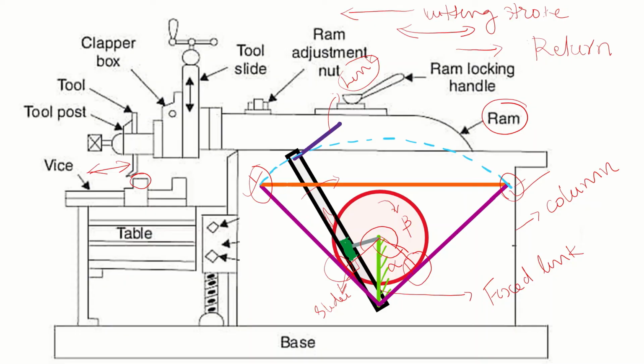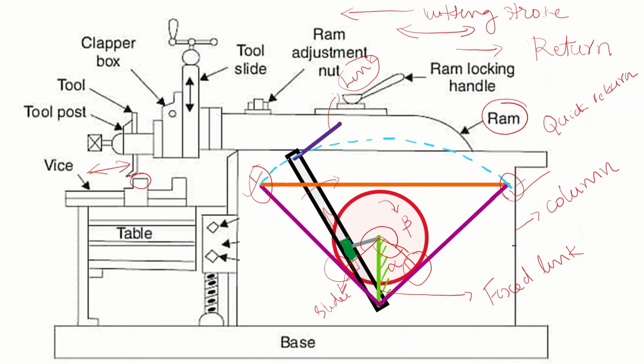So since the return stroke is idle, if I can reduce the time for the return stroke, definitely I can increase the production rate, because the return stroke is idle, right? This is called the crank and slotted lever mechanism, or it is called quick return. Quick return means it is making the return stroke faster. Quick return motion mechanism.